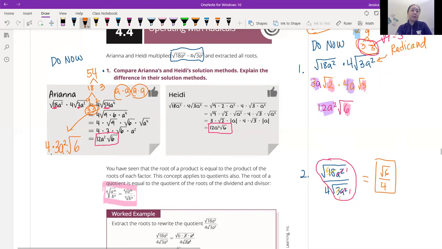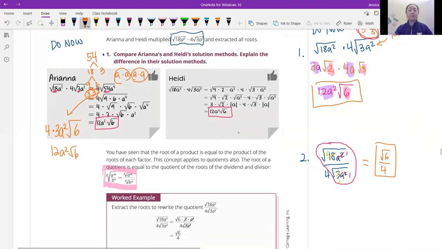If you notice, oh, I didn't finish that. 4 times 3, 12. So 12a squared root 6. Notice that that's exactly what we got over here. So I don't personally like doing it this way just because I have to deal with bigger numbers. And I'd rather not have to do that because I have to simplify them anyways. So I like to simplify them first and then multiply. But either way you like to do it, it's up to you.